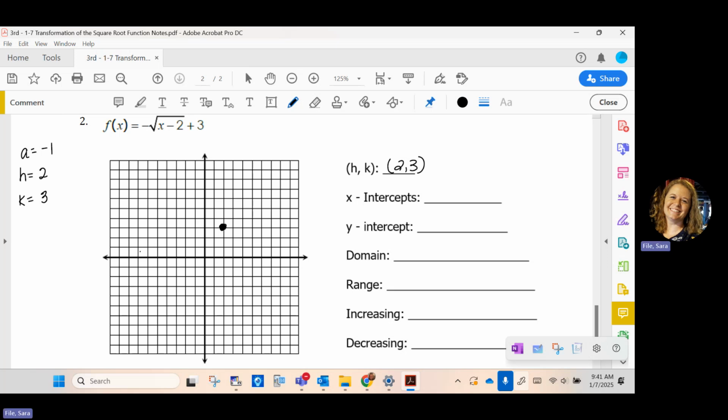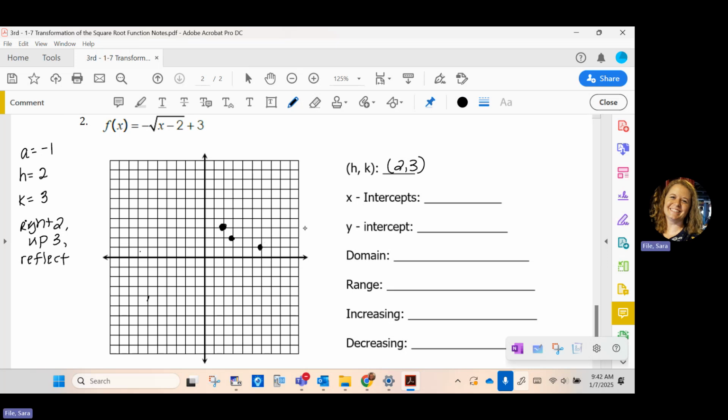Now, to get my additional points, I can take all of the parent function points and shift them. This went right 2, up 3. However, I don't just shift them right 2 and up 3. I also have to do what? Because A is negative. Yeah, I also have to reflect it. So instead of from this endpoint going over 1, up 1, I'm going to go over 1, down 1. And instead of over 4, up 2, I'm going to go down 2.